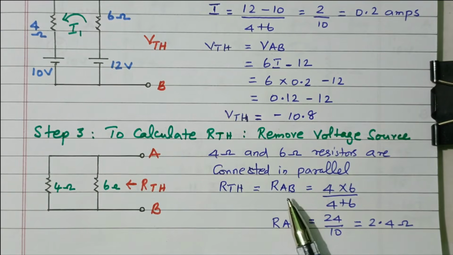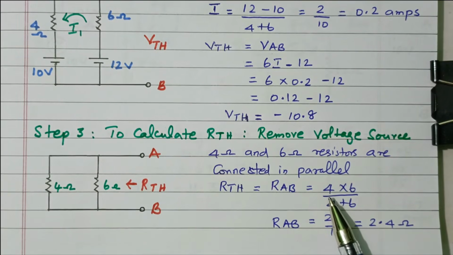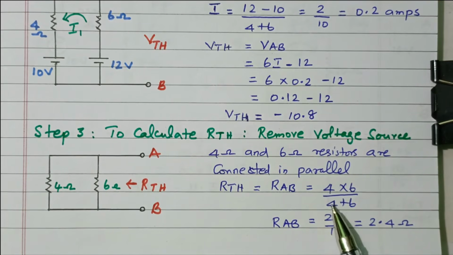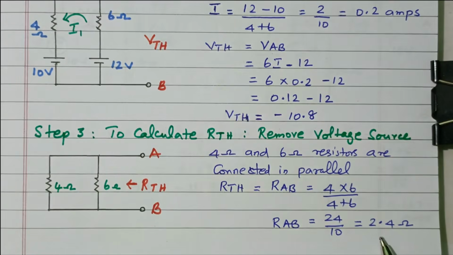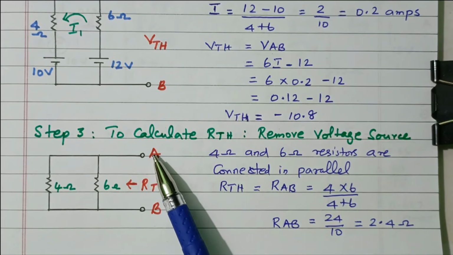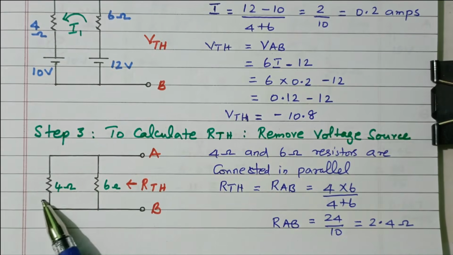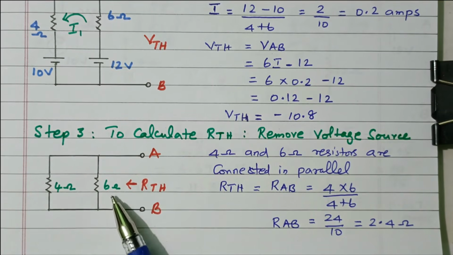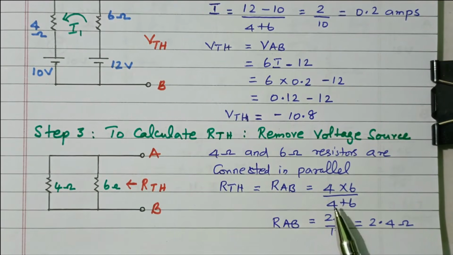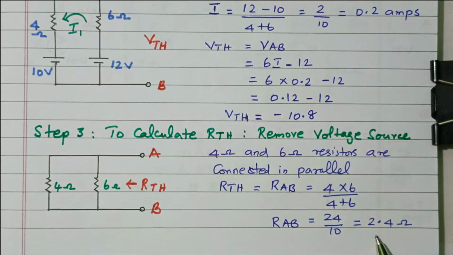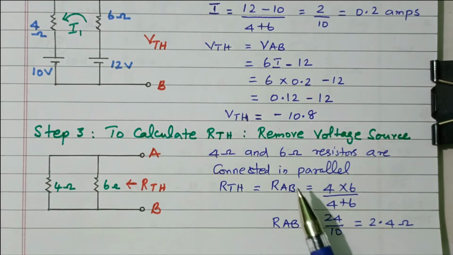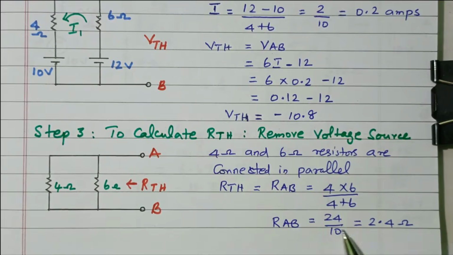So R Thevenin equals Rab. So both are the same. The parallel formula means R1 into R2 divided by R1 plus R2. 4 into 6 divided by 4 plus 6. 24 divided by 10, that is equal to 2.4 ohm. Right? So R Thevenin is nothing but the resistance across AB by removing all the sources. Here two voltage sources are removed. After that the circuit is simplified. Easily we identify both are connected in parallel. So we apply the parallel formula, R1 into R2 divided by R1 plus R2. We calculated 2.4 ohm. Right? So R Thevenin is also calculated.